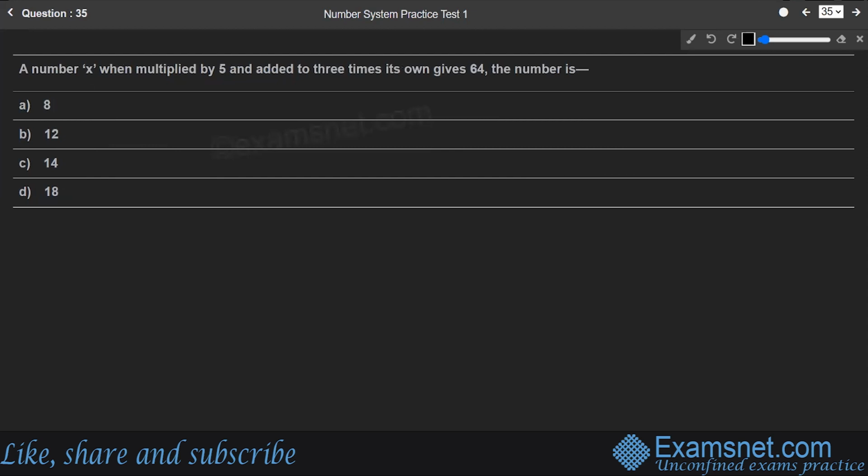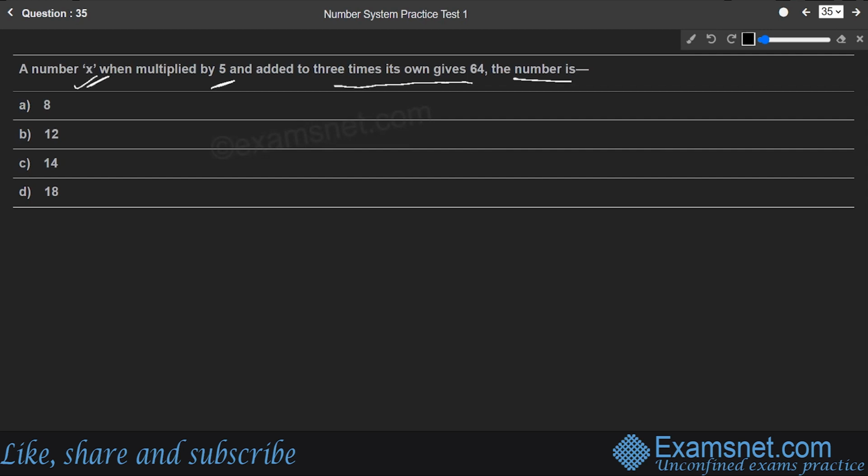Next: a number x when multiplied by 5 and added to 3 times itself gives 64. What is the number? For these types of questions, as in the earlier ones, we assume the number first and apply the conditions given to us, then equate to the right-hand side and solve the equation. Here he has already given us the number x, so we don't need to assume it.